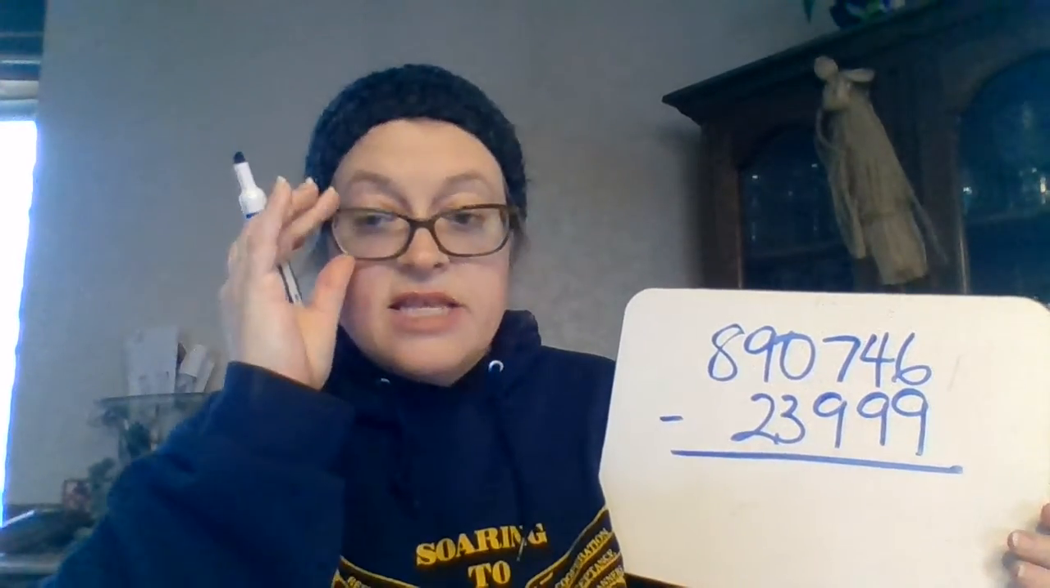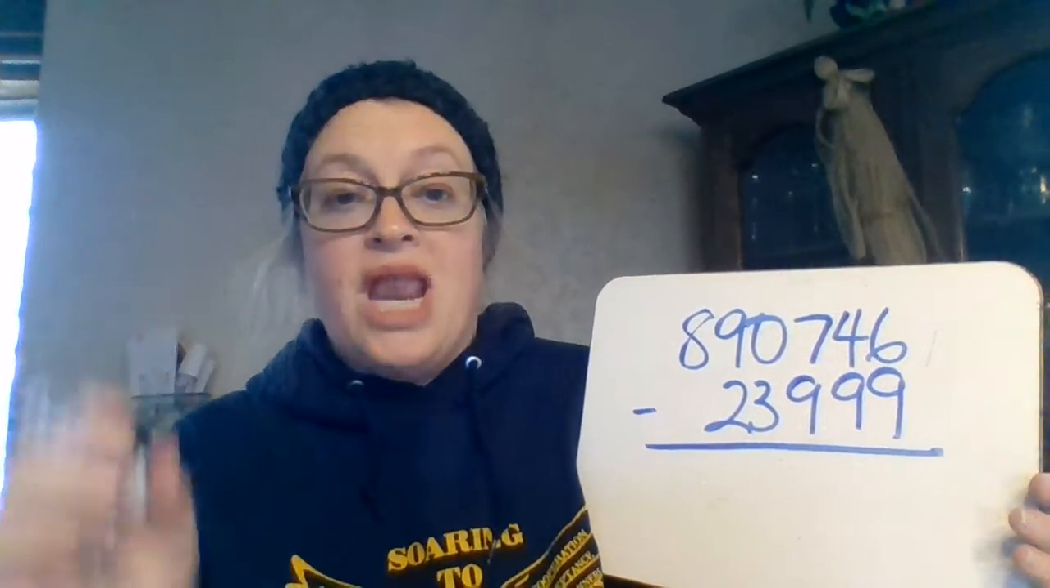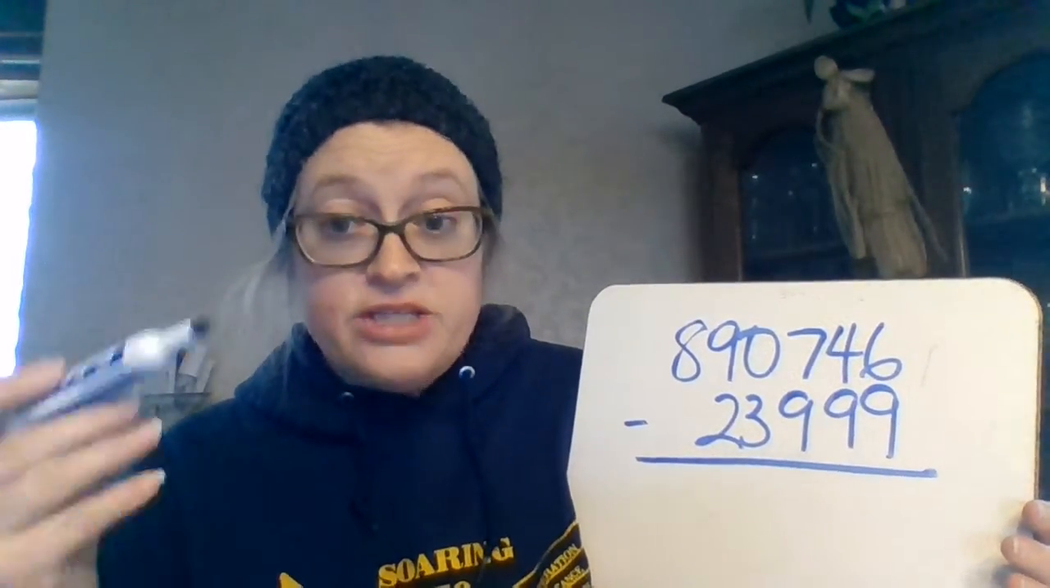All right, so our next one on Word List Wednesday is subtraction. 890,746 minus 23,999. Make sure that if you're doing this on a separate piece of paper, that you line up your place values. Your ones over your ones, your tens over your tens, your hundreds over your hundreds, and so forth. And we always start in our ones.